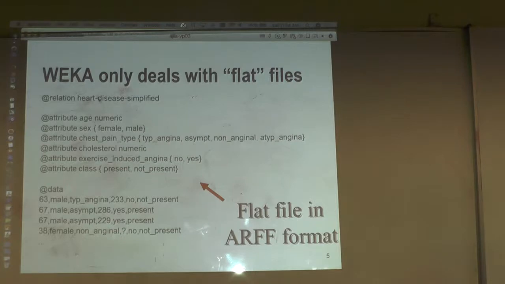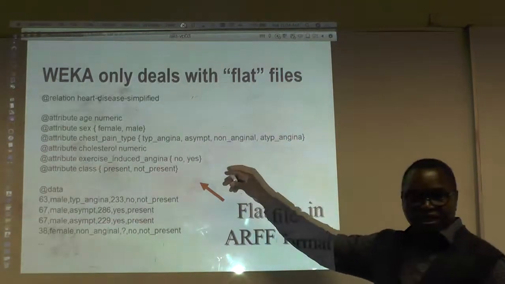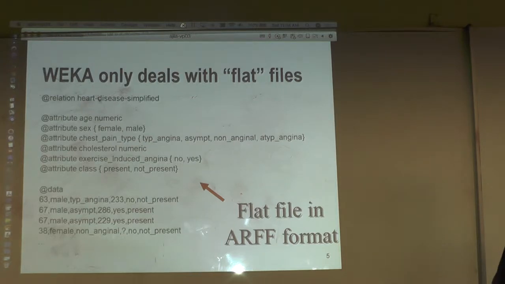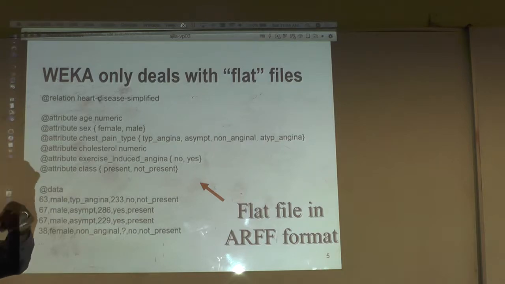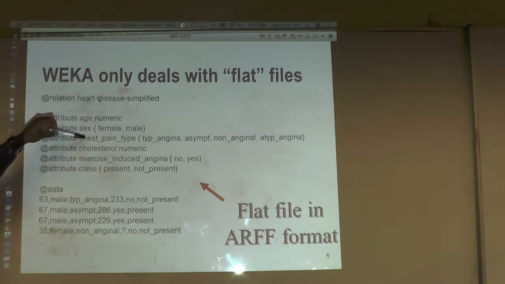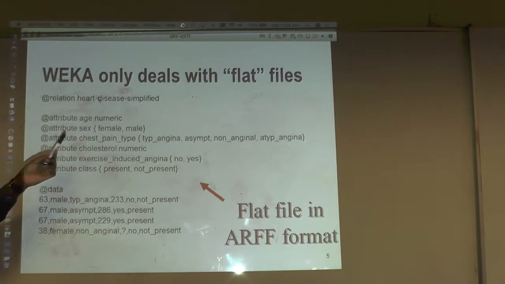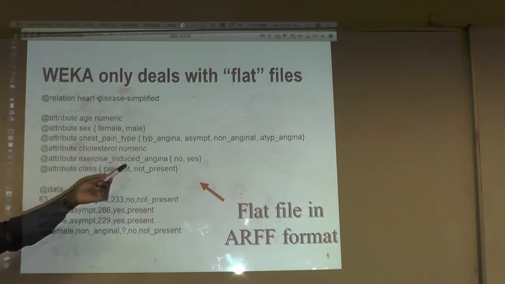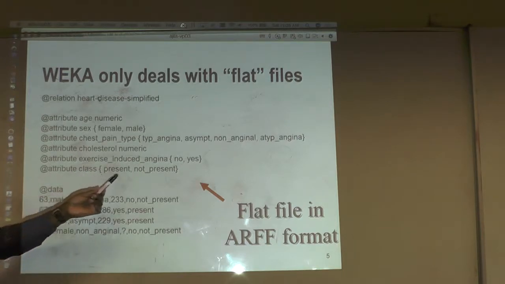Okay. So if you go to slide number 5, this is an example of a flat file for Weka. If you look at the top here, the @ sign is recognized by Weka. The relation, okay, it gives you that. They are more or less like comments on the data, okay? You have attribute age, it tells you the type, it's numeric. Attribute sex is female, male. Attribute chest pain type is that. Attribute cholesterol, numeric. Attribute exercise induced is no or yes. Attribute class, present or not present.